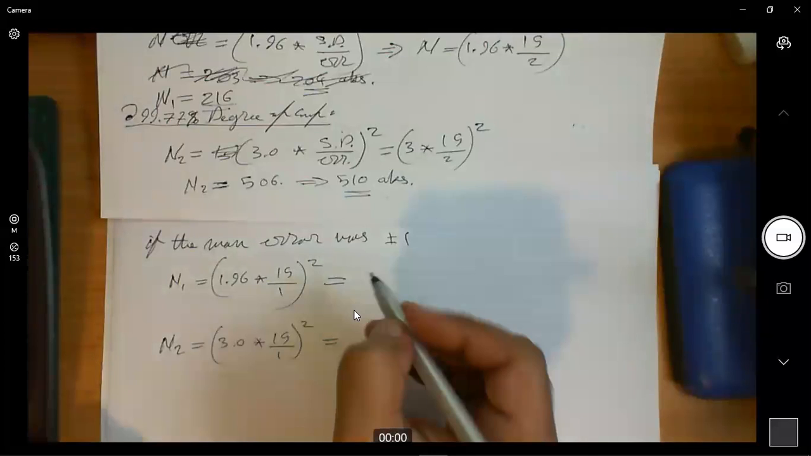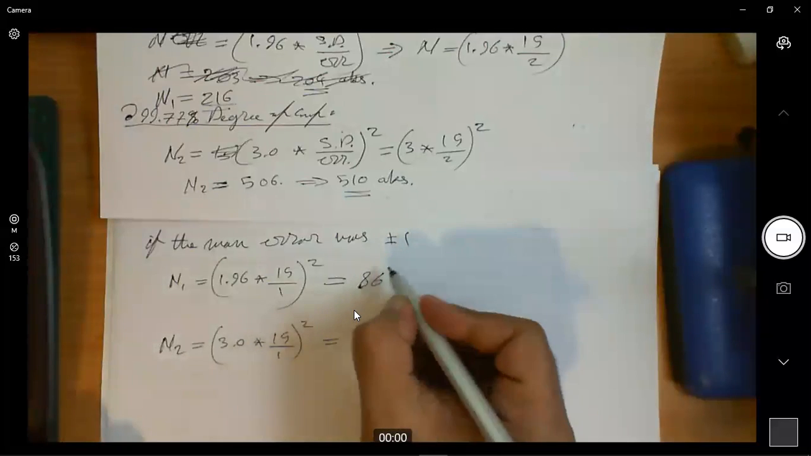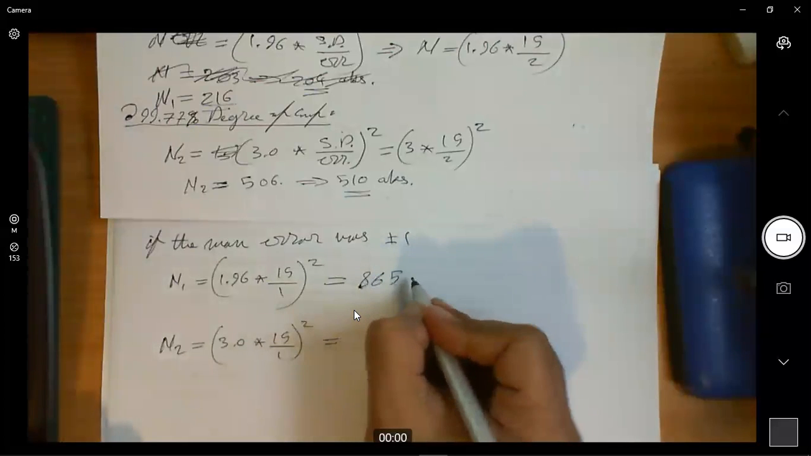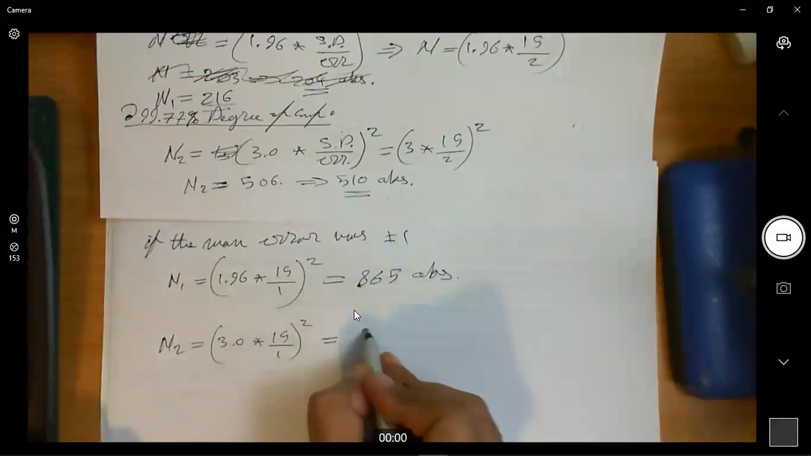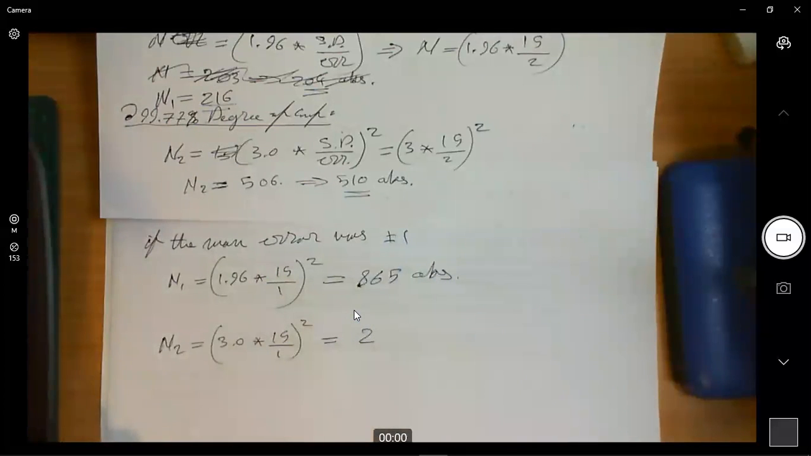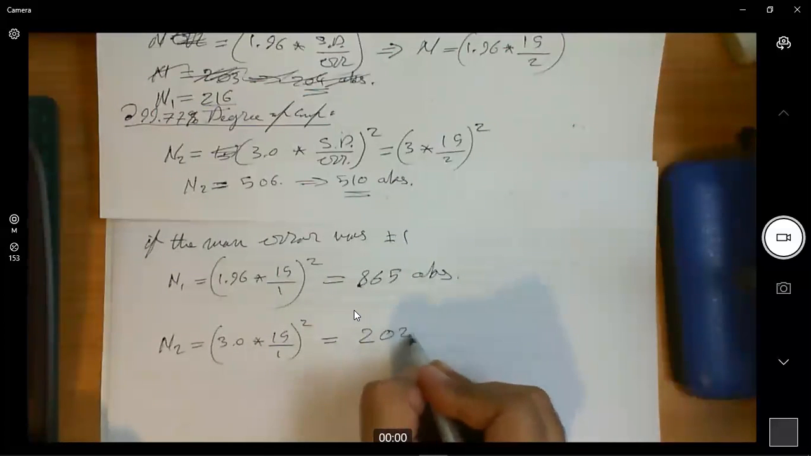كام يا شباب هنا؟ دي هتبقى 800 وكام؟ 864، 865 تقريبا. 865 صح؟ ايوه. دي هتبقى 2000 وكام؟ 2025، 2030، 2025.